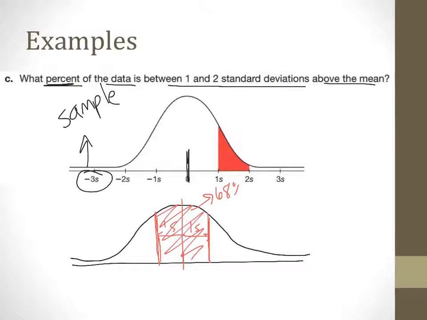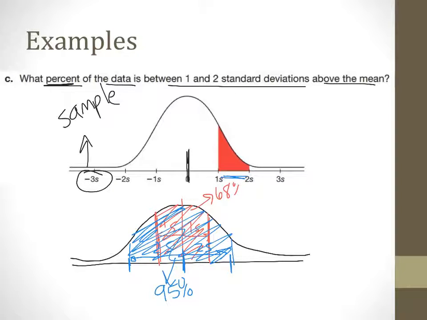Now imagine I need to go out 1 more standard deviation, because this is between 1 and 2 standard deviations, so from the mean out 2 standard deviations in both directions. That's another area, and this entire area would be 95% of the data. Notice how these overlap in this area. This is still 68% of the data. So we have 68% in here.